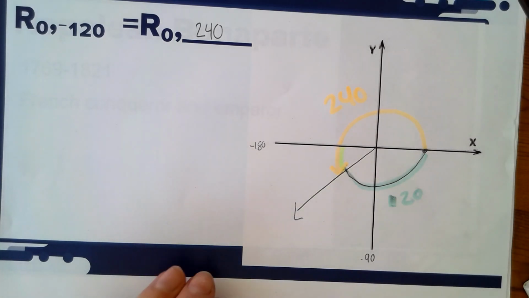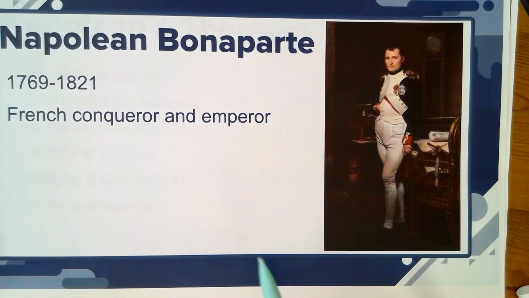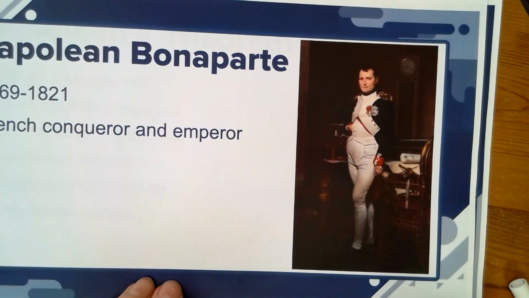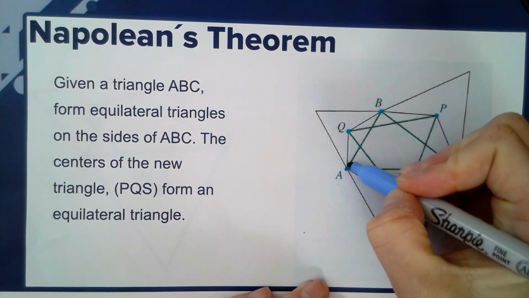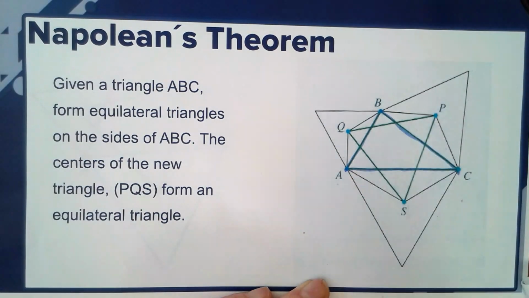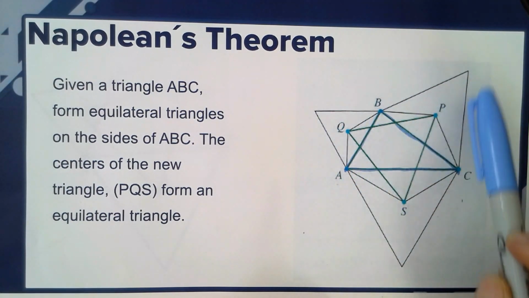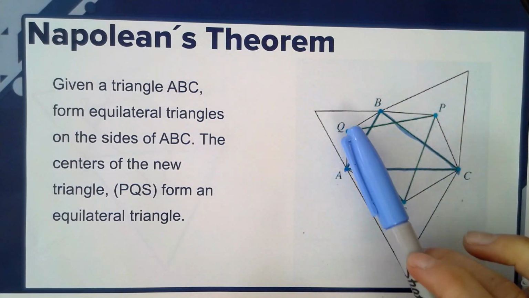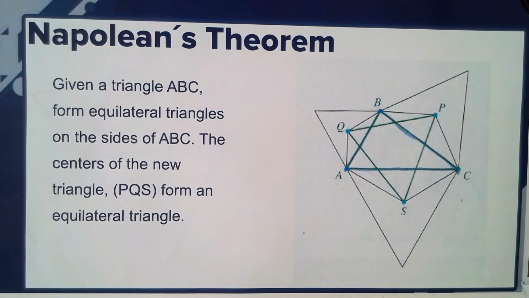Just to introduce Napoleon, he was a French conqueror and emperor, and he was credited with the theorem that states: if we're given a triangle ABC, and we form equilateral triangles on each side, if we connect their centers, that triangle is also equilateral.